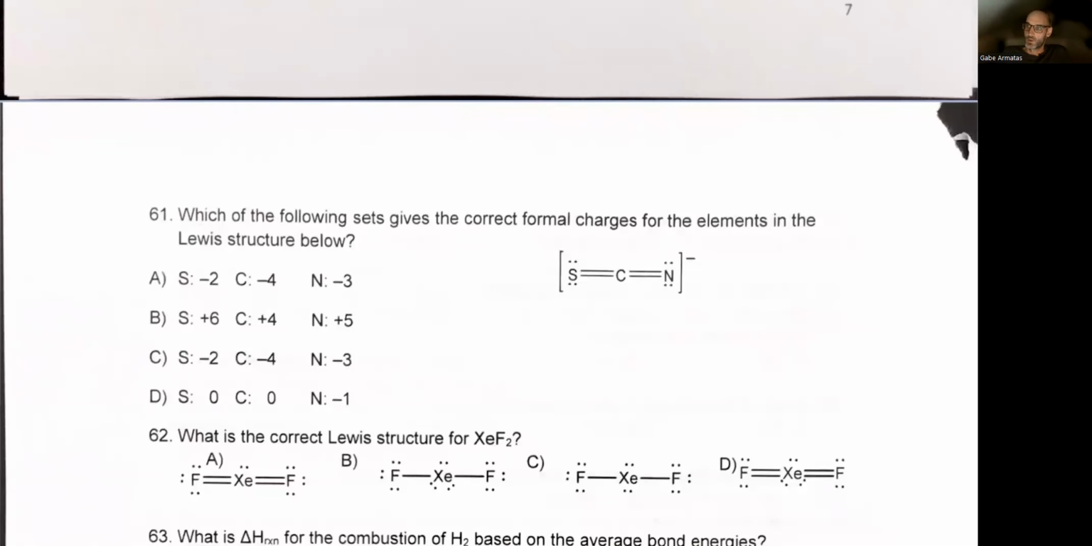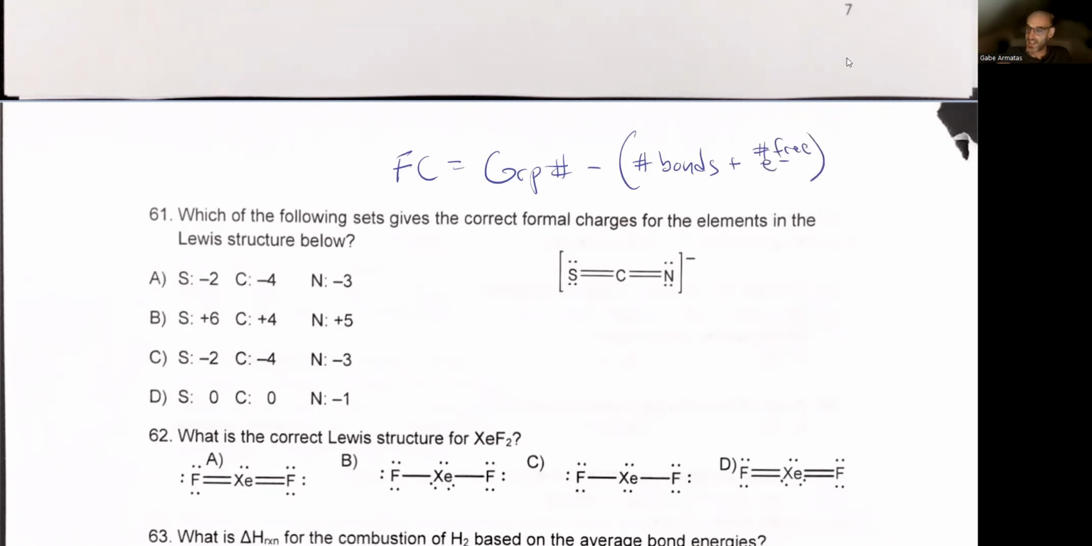Okay, so we're in the home stretch. Let's finish this up. Let's talk about formal charge for 61. Formal charge is going to be the group number minus number of bonds plus number of free electrons.